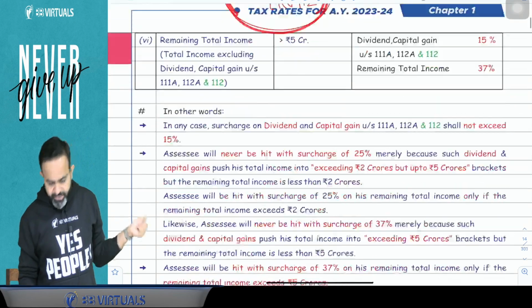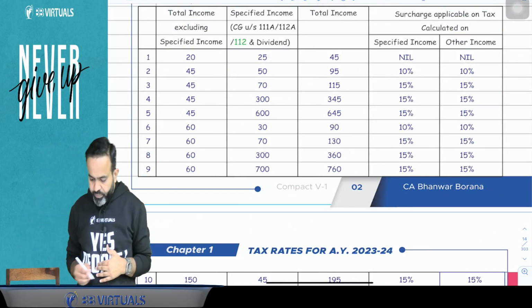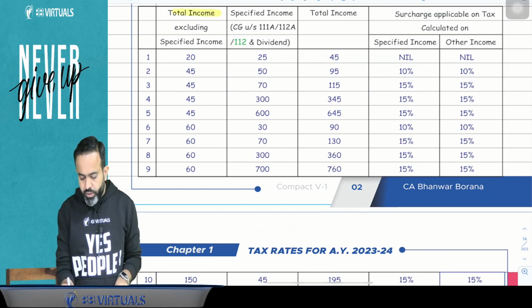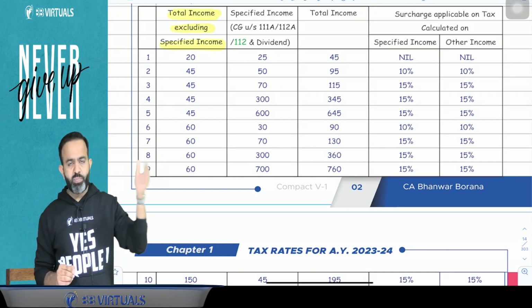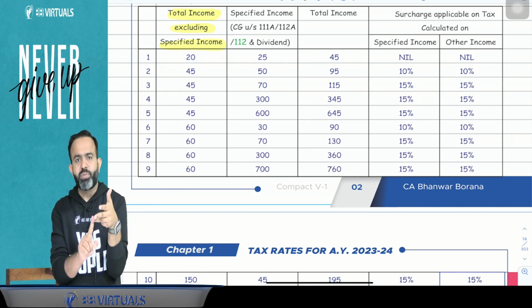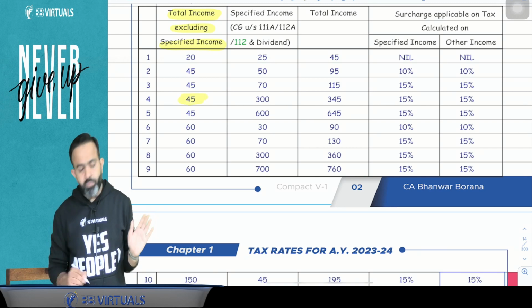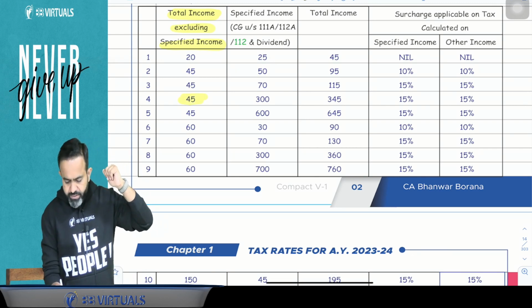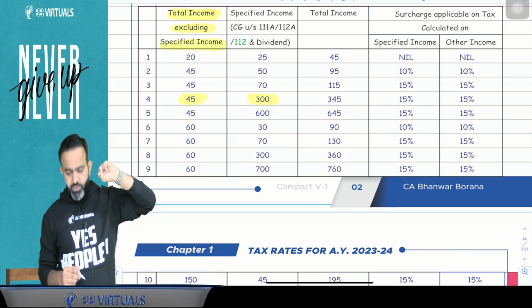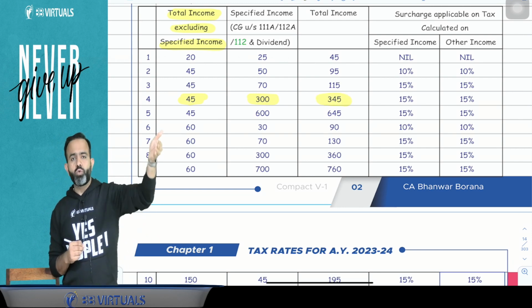Now I can take one example. All people pay attention. Just focus on example number 4. So in example number 4, here total income other than specified income. Specified income is these 4 incomes: LTCG 112A, LTCG 112, STCG 111A and dividend income. So other than these 4 incomes, your remaining income is suppose 45 lakh rupees. And this specified income is 3 crore rupees. So total comes to 3.45 crore. So income is more than 2 crore up to 5 crore.